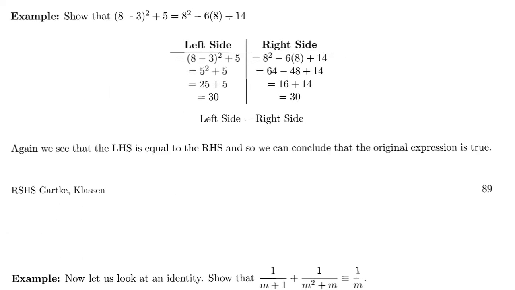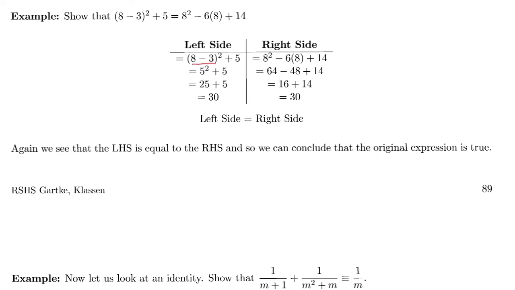Okay, now this next example, and again, not really great for illustrating identities, but we're working towards that. There's no variable here, but I want to show that (8 minus 3) squared plus 5 is going to be equal to 8 squared minus 6 times 8 plus 14. So again, I split it up, left side versus right side, just like I've got written there. And now we're going to look at both sides independently.